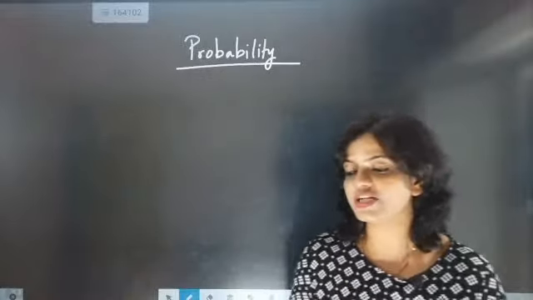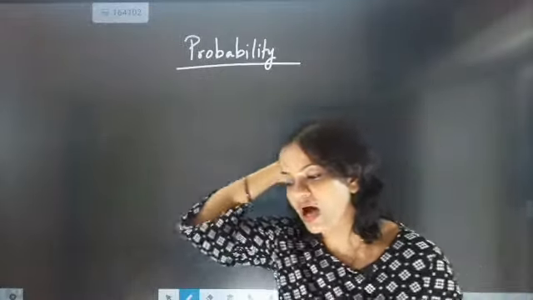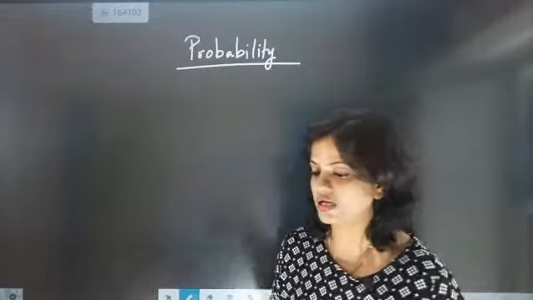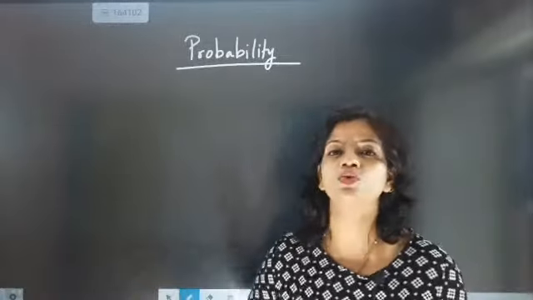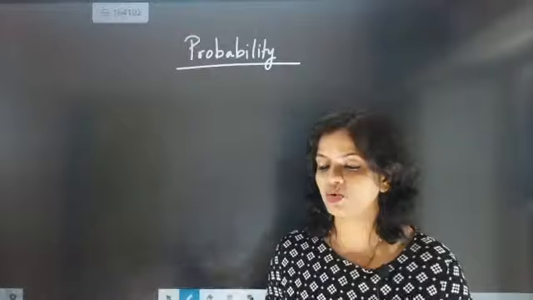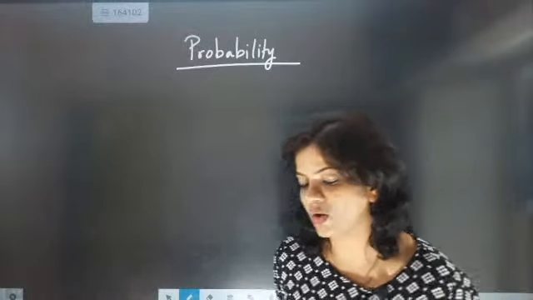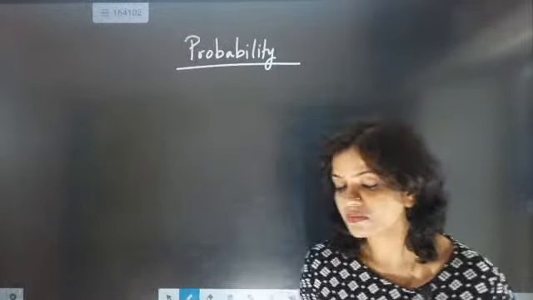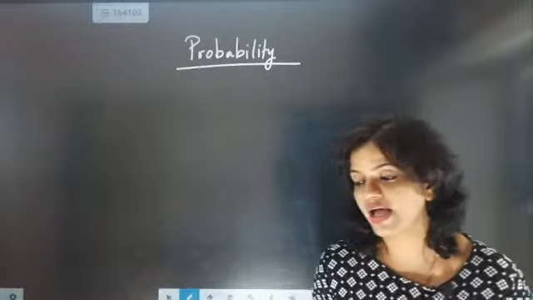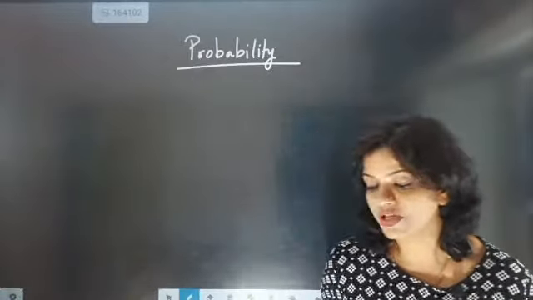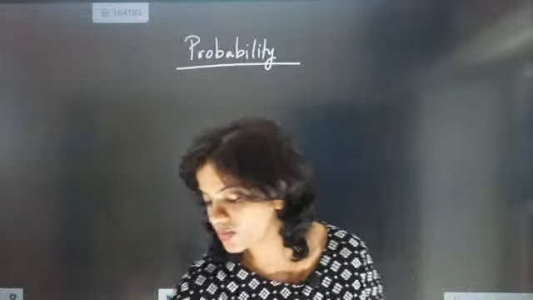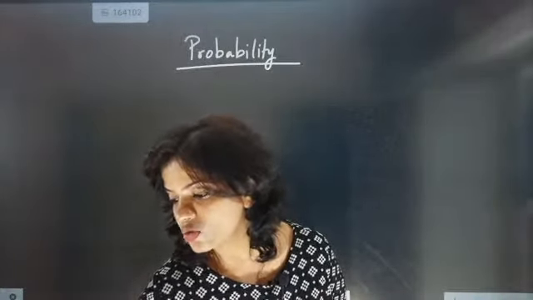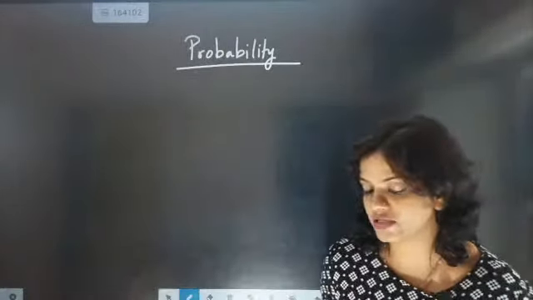So when we expect some outcome or result, how do we expect it? Somebody will ask you, when you have thrown a dice, what can be the outcome? Can anybody tell me what can be the outcome when a dice is thrown? What could be the possible outcomes when a dice is thrown?